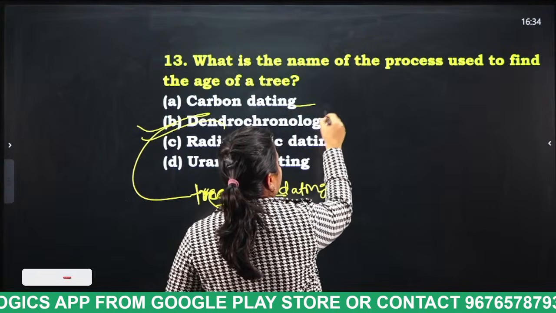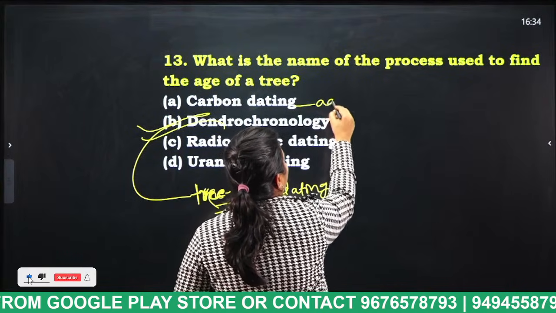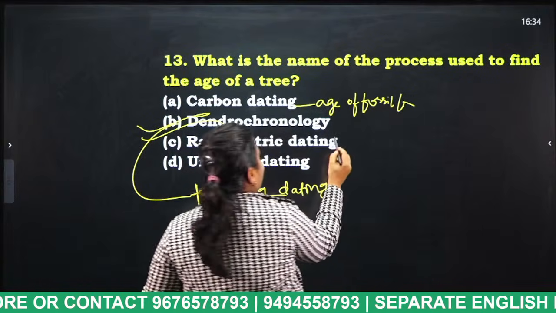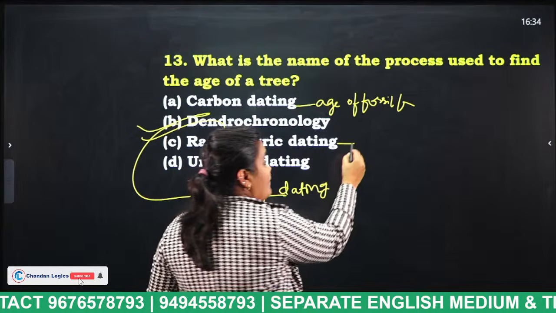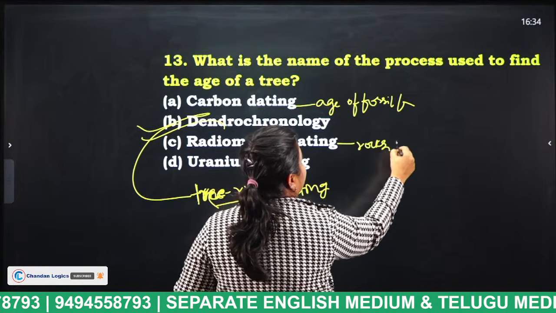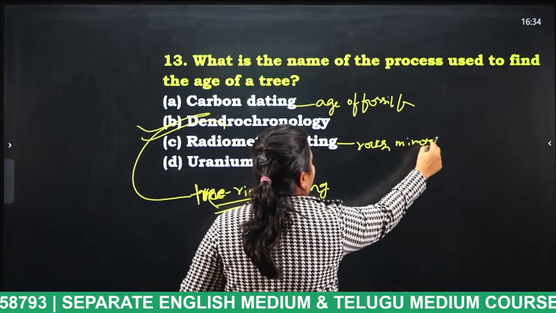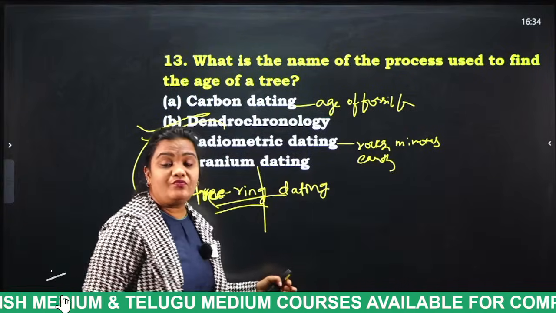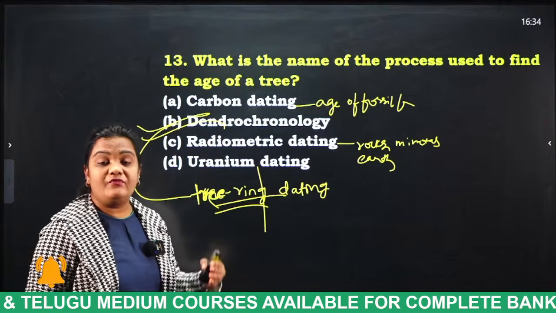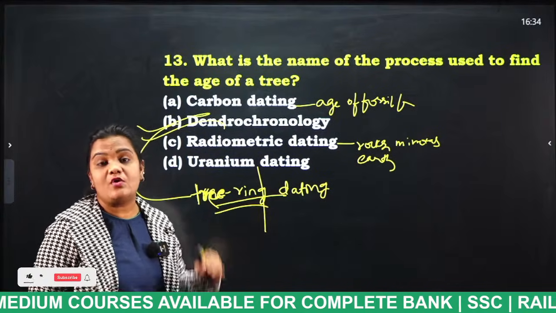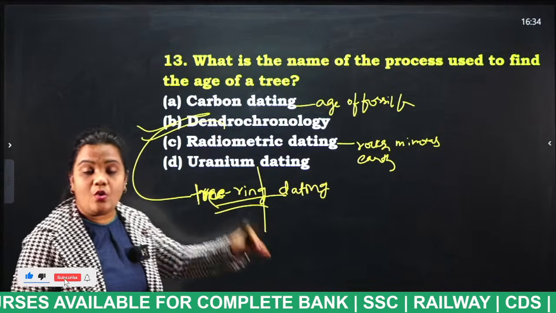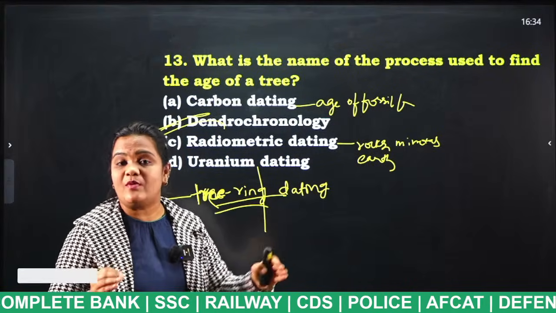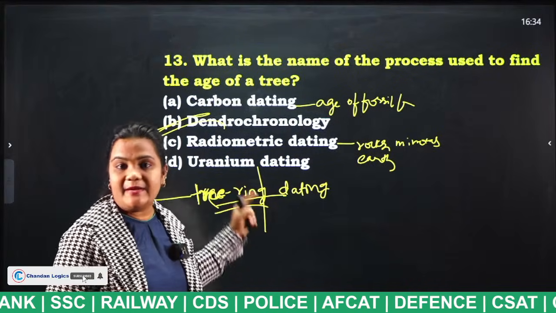Carbon dating is used to find the age of fossil fuels. And radiometric dating is used to find the age of rocks, minerals and earth. Finally, uranium dating is used to find the age of fossil fuels from millions and billions of years ago. In order to know the age of millions and billions of years old fossil fuels, which type of system are we going to choose, students? Uranium dating. Okay?